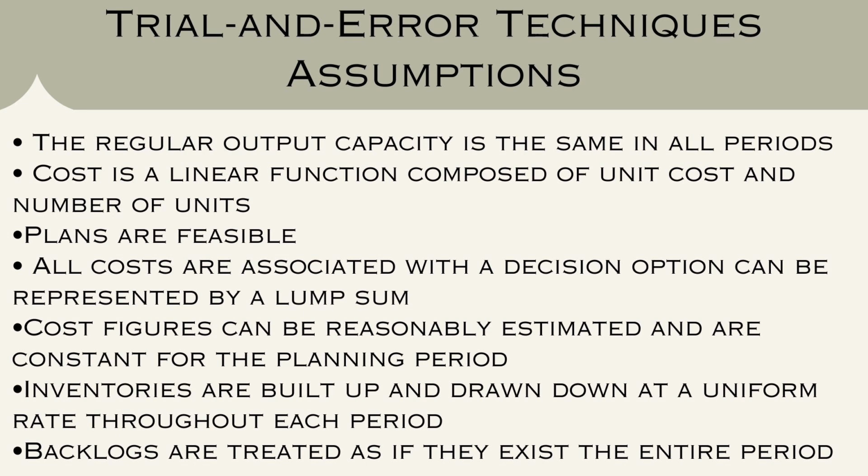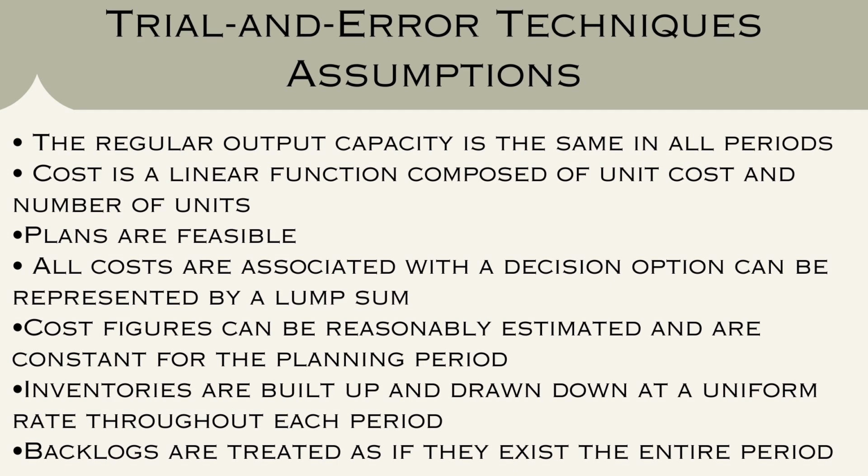The first is that the regular output capacity is the same in all periods. It assumes that the production capacity remains constant throughout the planning period with no significant variations or changes in the available output capacity. Next is that cost is a linear function composed of unit cost and the number of units. It also assumes that the cost associated with each decision option is a linear function that combines the unit cost with the number of units produced or utilized.